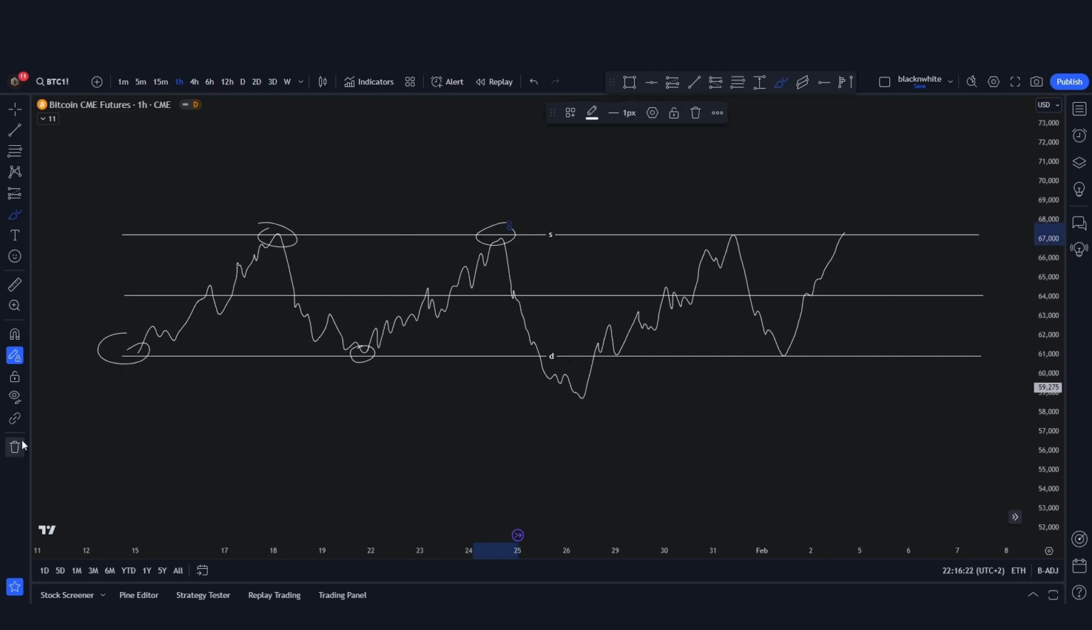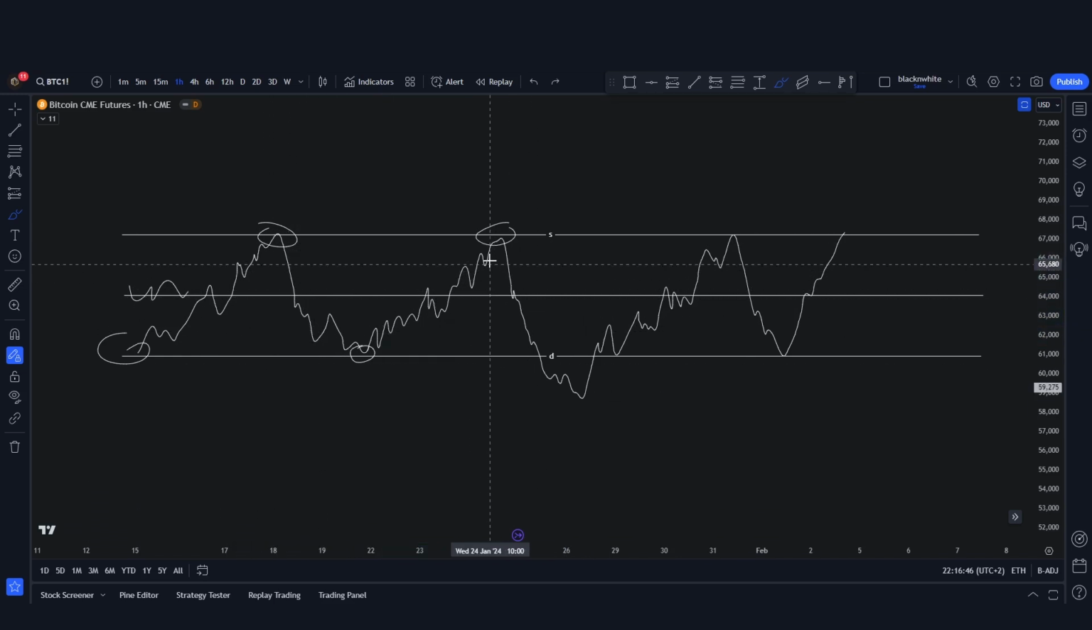The next level I want to talk about is called the mid-range. This level can be treated as support or resistance based on the momentum of that specific swing. For example, if it's going up, this could act as support. If it's going down, then it could act as potential resistance.